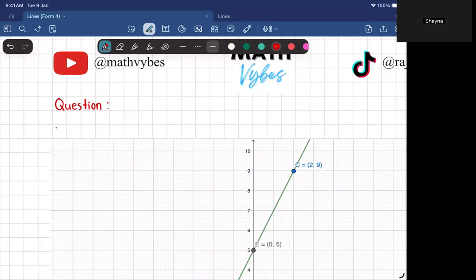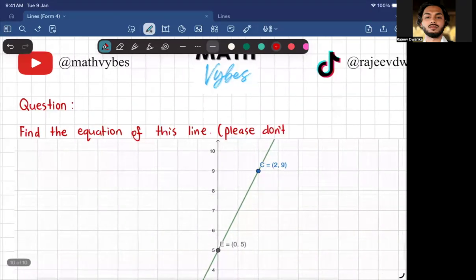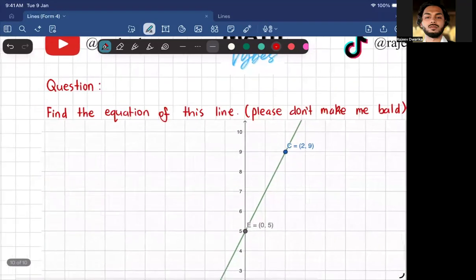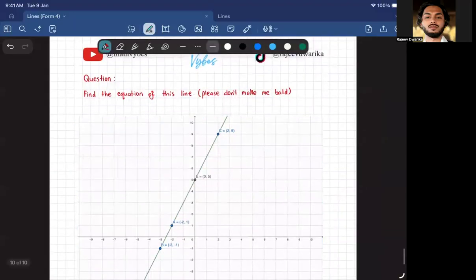Right, so this is a question. Find the equation of this line, please. Right, so that's the question there.